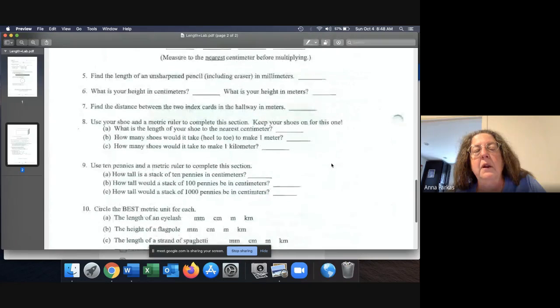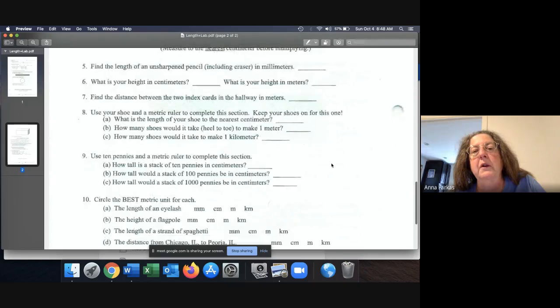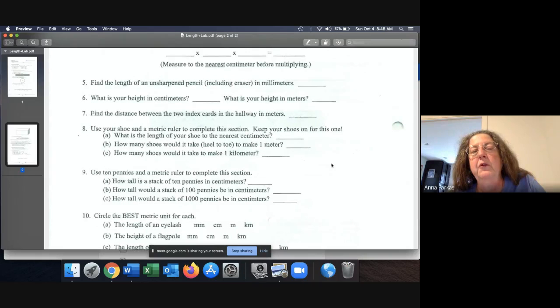Now, length of an unsharpened pencil, including the eraser. So if you can't find an unsharpened pencil, you can just measure the pencil, including the eraser, if it's there, up to where the point would start. Okay, so you just choose what represents to you an unsharpened pencil. You can just ignore the parts that don't fit into that description. Okay, now this is interesting.